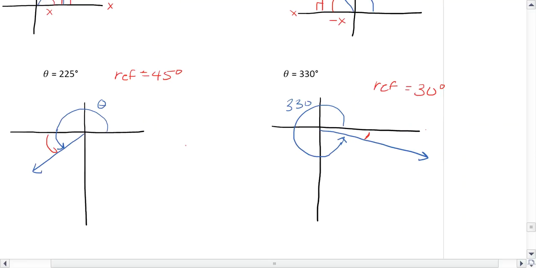Looking at a reference angle here for the 225, drawing in the perpendicular from the x-axis. In the third quadrant here, the x is negative and the y is negative, and again r is just positive. The reference triangle for the 330 would be anywhere right about here. X is positive, y is negative, and r is just r.